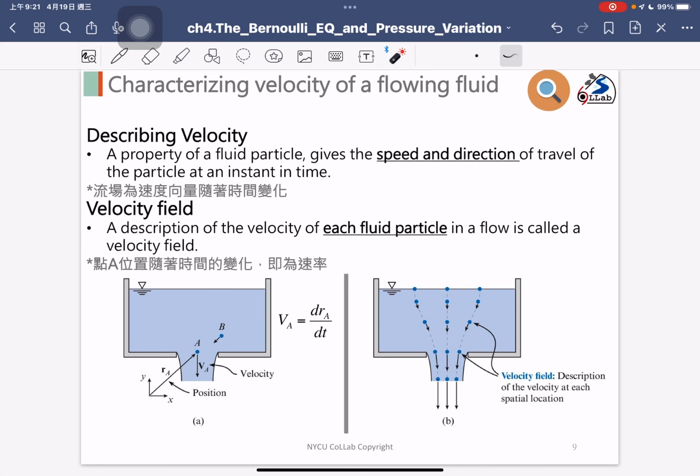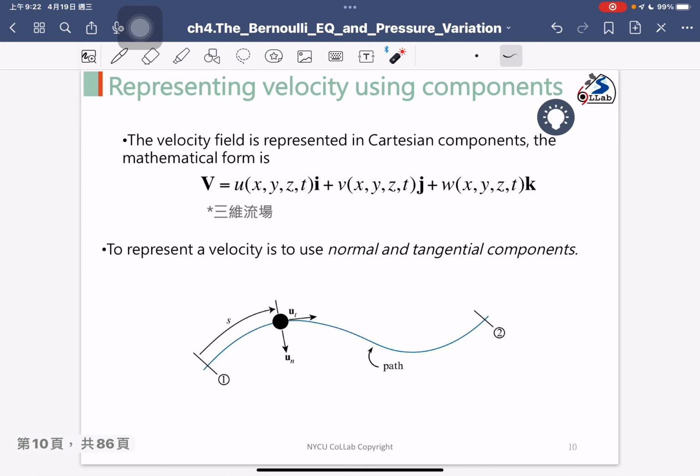So on the right-hand side, we describe all the velocity vectors at the different fluid locations, and then we call that a velocity field. So for the velocity field, we should have the coordinate, because with the coordinate we know the location with the different velocity speed. Okay? And then at a different time, the same point may also have a different velocity. Okay, so in the next slide, we write down the mathematical representation.